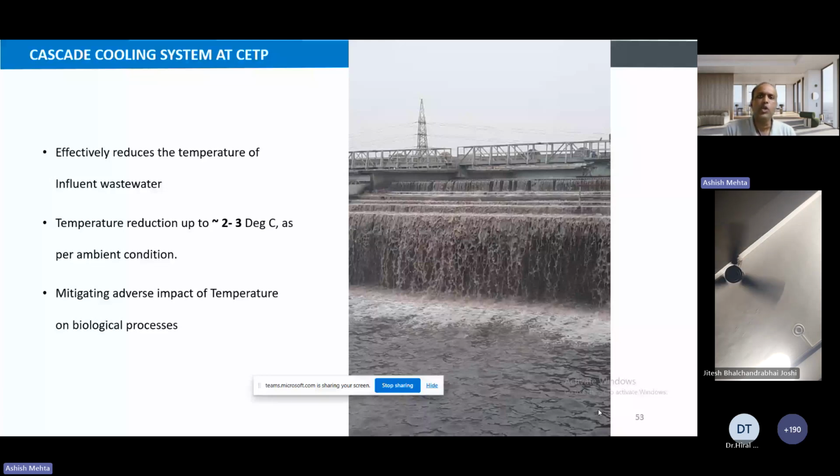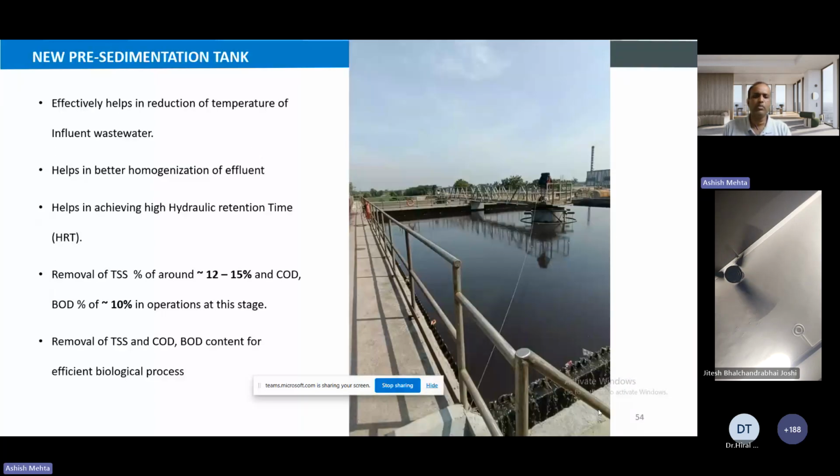So we started beyond the fence, working on the member industry. Then we started working on our own plant, doing laboratory optimization, carrying out jar tests, and optimizing our plant components for increasing the efficiency and compliance. These are the actual photographs you can see for temperature reduction, cascade cooling system, new pre-sedimentation tank, and an additional system for turbidity and color reduction. Here we are achieving an additional 12 to 15% reduction.